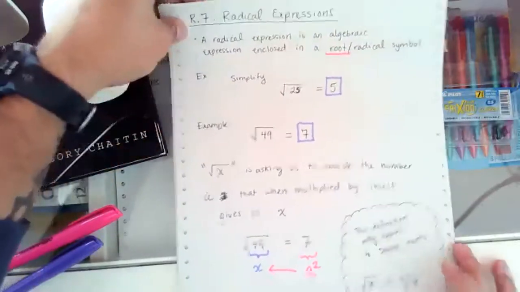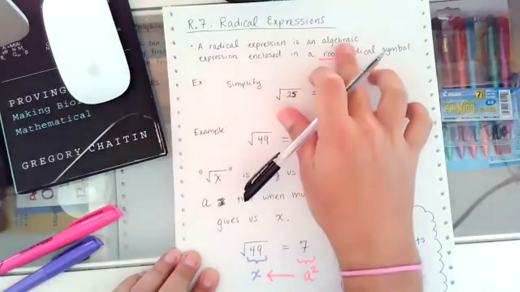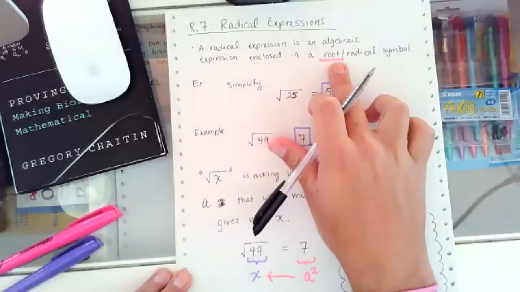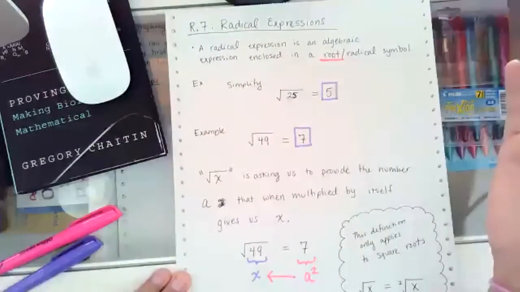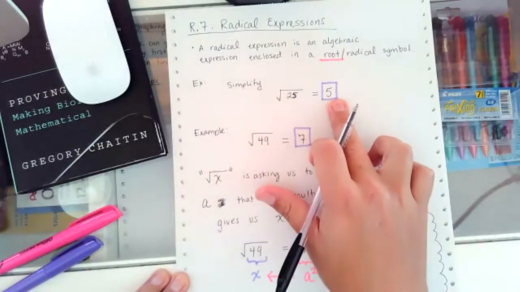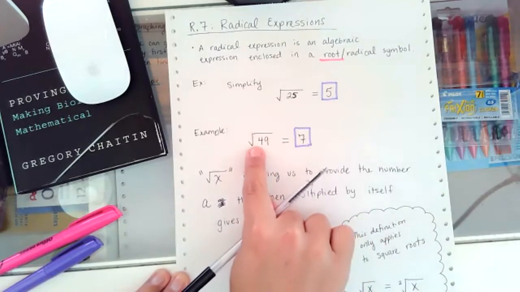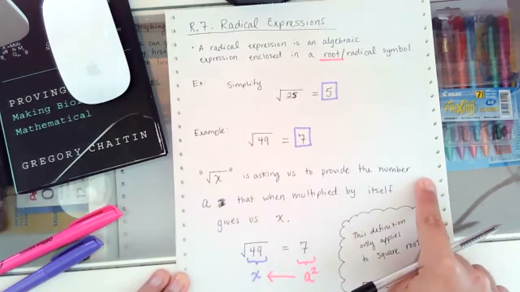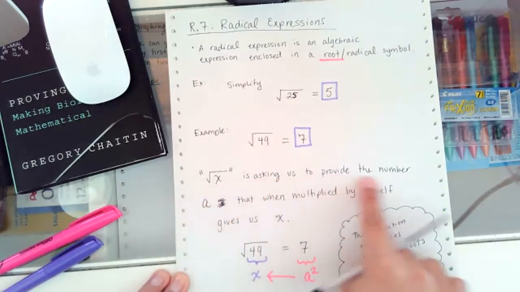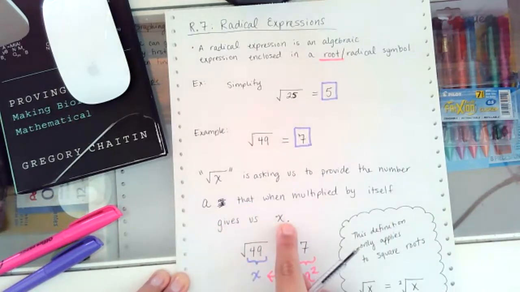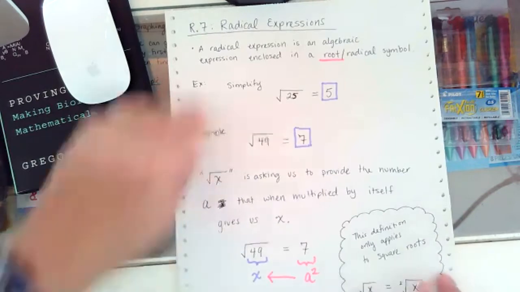Okay, so just to recap for the video's sake, when we talk about radical expressions, they're basically going to be algebraic expressions or numeric expressions that are enclosed in a root or a radical symbol. Some simple examples would be like the square root of 25. When we take the square root of that, that would just return the number 5. Similarly, the square root of 49 gives us 7. So you can think about the square root as asking you to provide the number a that when multiplied by itself gives us back x, the larger number that's inside the square root.